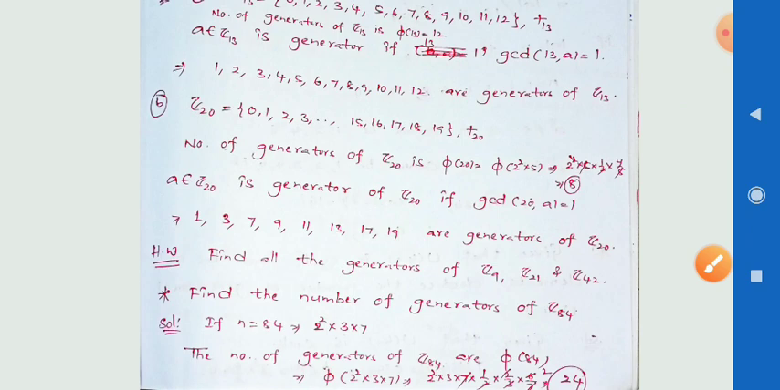By this we can calculate the generators of Z9, Z21, Z42. By using the Euler function, we can also calculate only the number of generators.